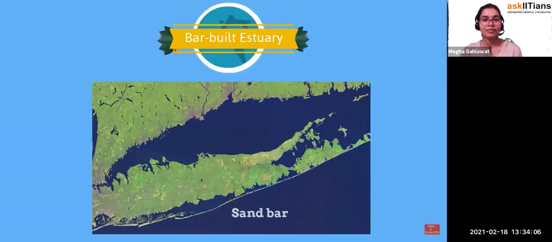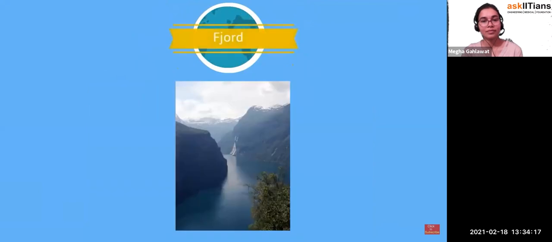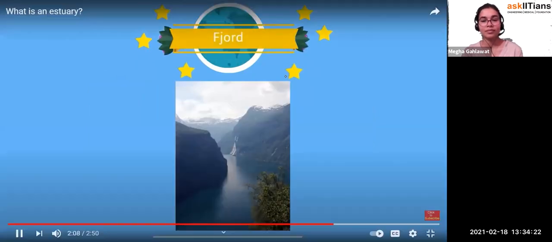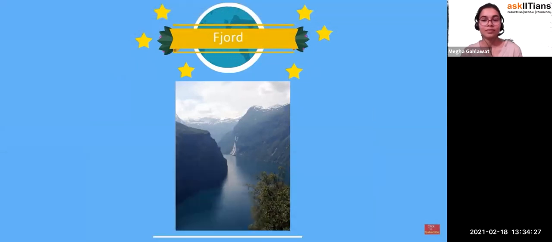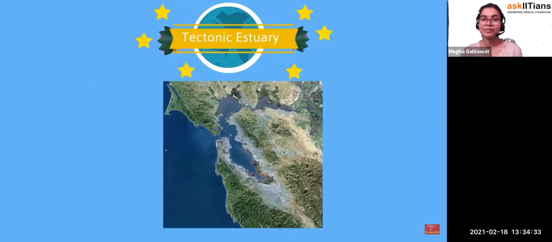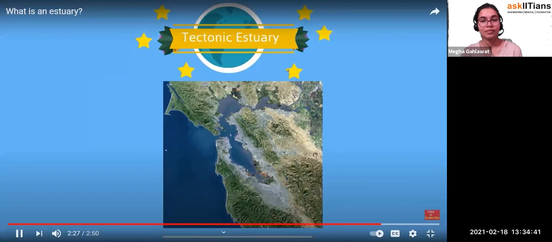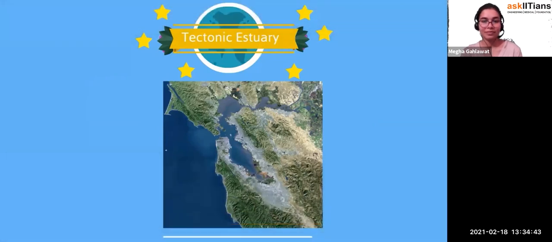Bar-built estuaries are formed when sandbars build up along the coastline, and they partially cut off the waters behind them from the sea. Fjord estuaries are narrow with steep sides and are usually straight and long. Fjords are found in areas that have been covered by glaciers. And finally, tectonic estuaries are created when the sea fills in a hole or basin that's formed from sinking land. San Francisco Bay is a good example.